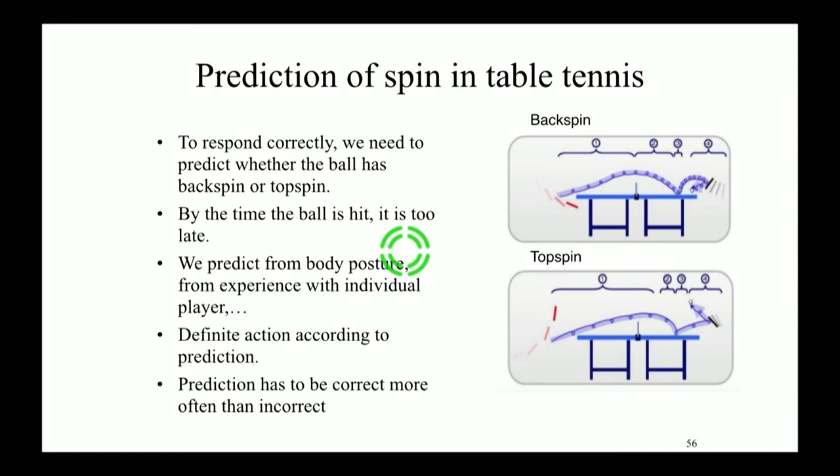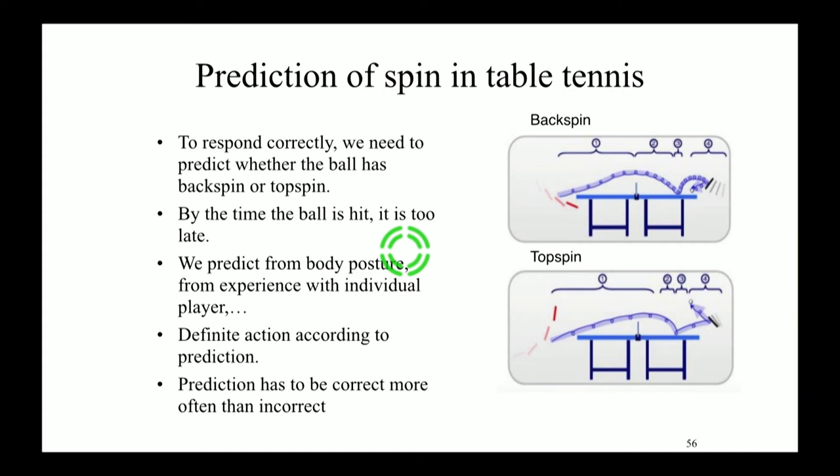So you're not really confident in the sense that you are 100% sure that this is a topspin. It's just that, based on your previous experience, you believe that you have a higher probability to hit it as if it was a backspin or as if it was a topspin.